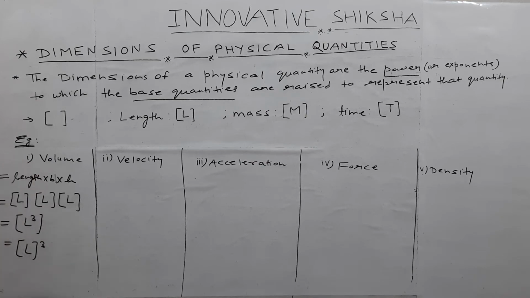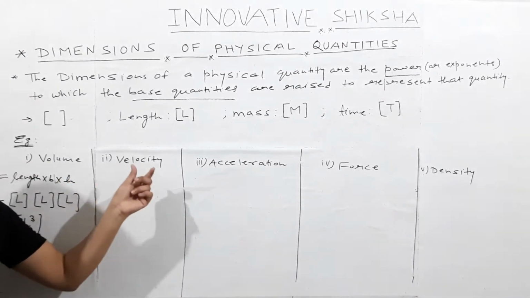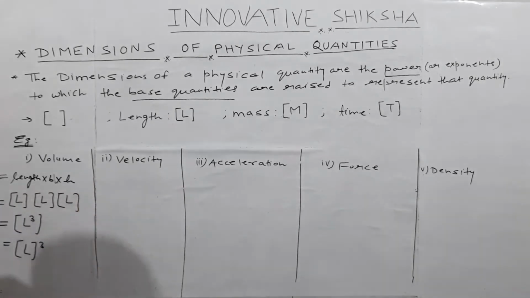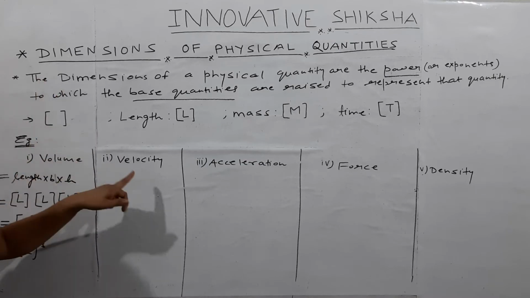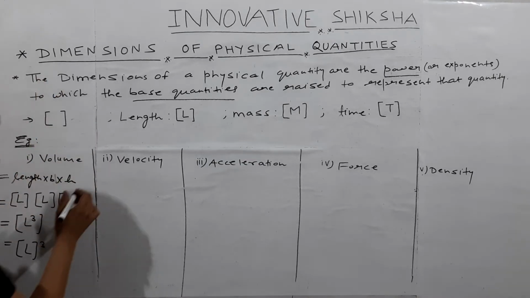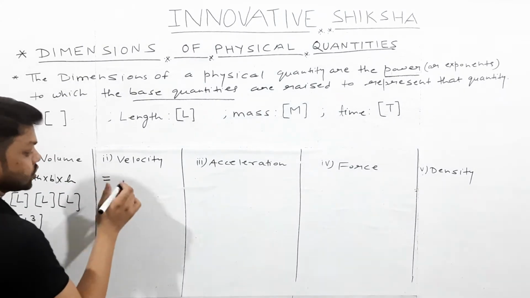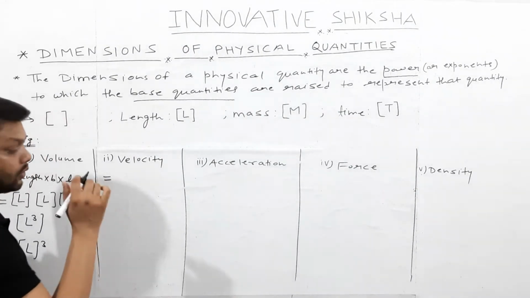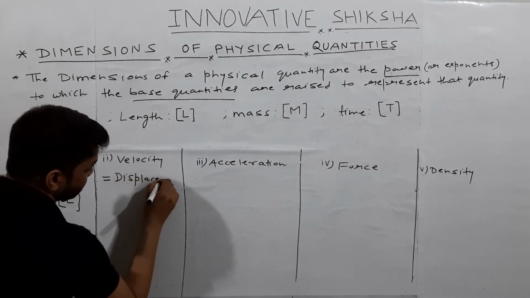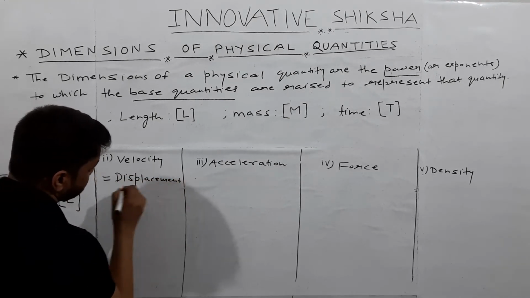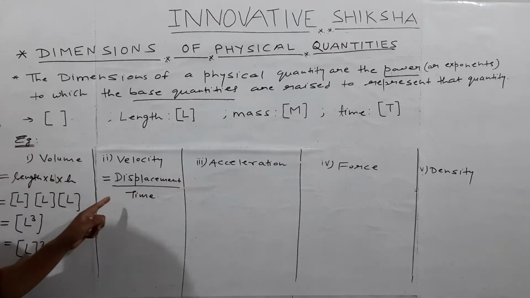Okay, so let us try to find the dimension of velocity. If you know what is velocity or how we can define velocity, you can very easily find the dimension of velocity, right? So how we can define the velocity? As you know, velocity is displacement per unit time. Displacement divided by time is known as velocity, right?